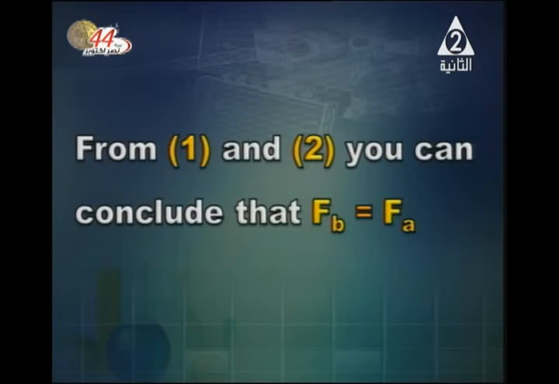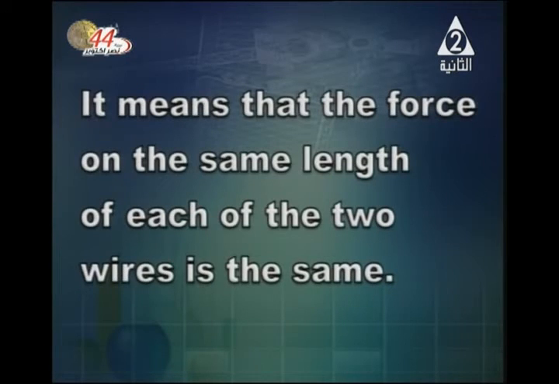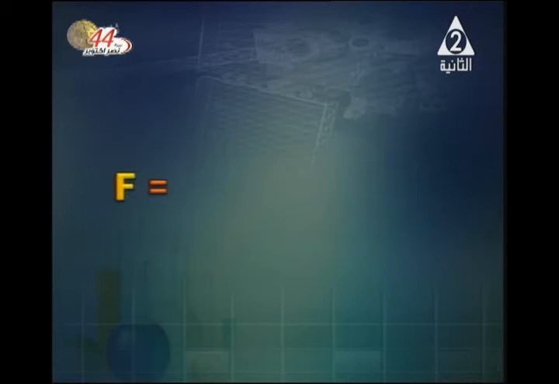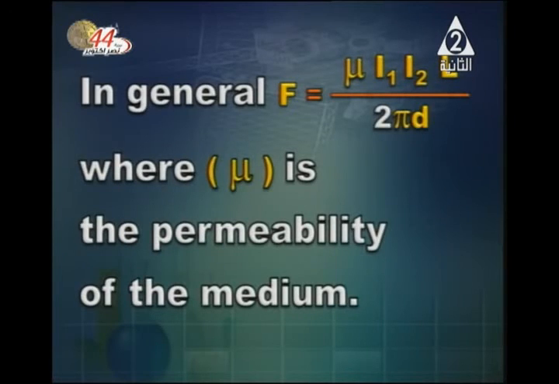From equation 1 and equation 2, we can conclude that FB, the force produced by wire B, is equal to the force produced by wire A. That's to say, each meter length of the two wires experiences the same force. Let me say it again. Each meter length of the two wires experiences the same force. It means that the force on the same length of each of the two wires is the same. And it is calculated from the expression 2 times 10 to the power of negative 7 I1 I2 L over D, if the medium between the two wires is air. In general, F is equal to mu I1 I2 L over 2 pi D, where mu is the permeability of the medium.